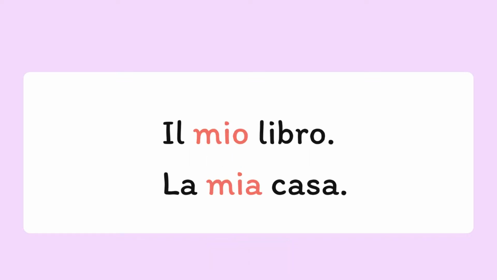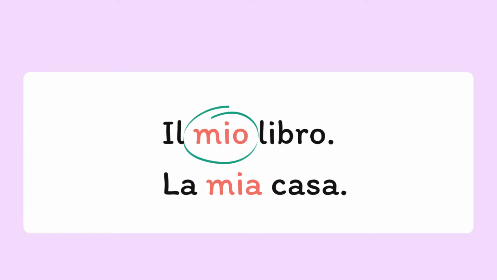Mio and mia in these two sentences express the possession of an object on the part of the subject. In this case, the subject is io. I guess you've already spotted a fundamental detail in here. Let's see again the sentences. The adjective mio has changed according to the gender and the number of the object. Indeed, to refer to my book, il mio libro, we used mio. On the other hand, to refer to my home, la mia casa, we used mia.